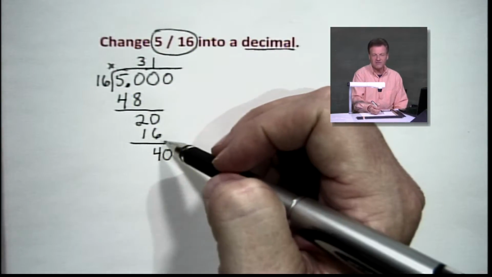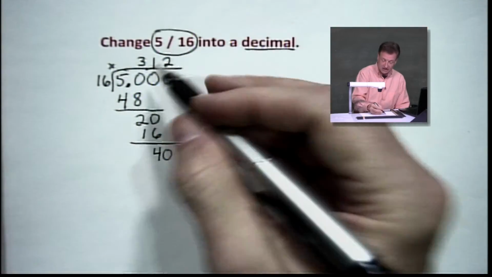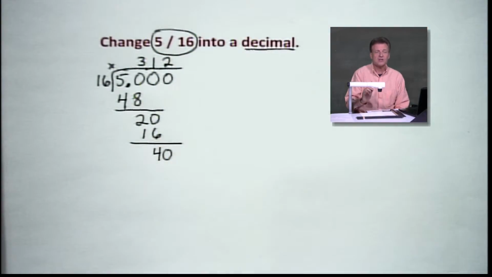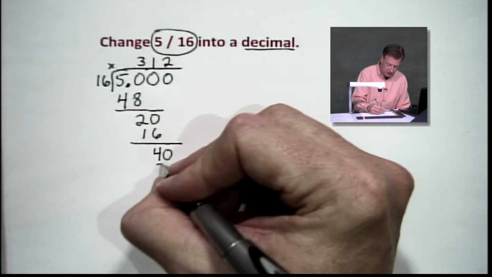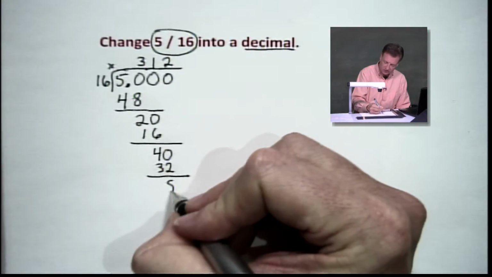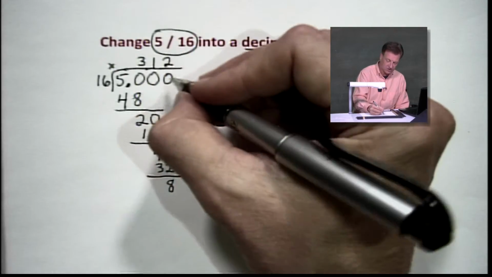16 will divide into 40. And it's going to go 2 times. Because I know 3 times gives me 48, which is too high. It's too much, all right? So let's go 2 times 16. That will give us 32. Subtract it out. We've got 8 left over. I'm feeling much better now because I noticed 16 and 8. If we put 8 over 16, we get a half. And I know where that's going.